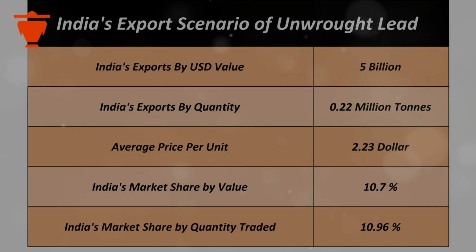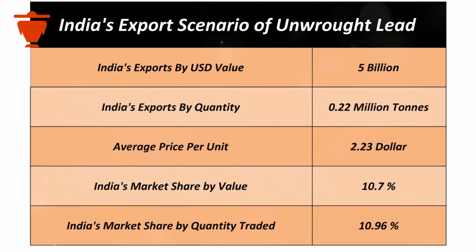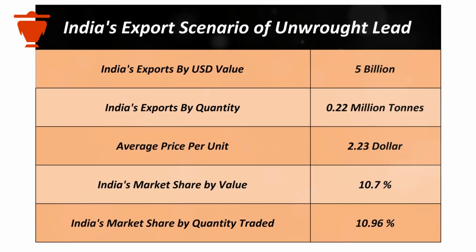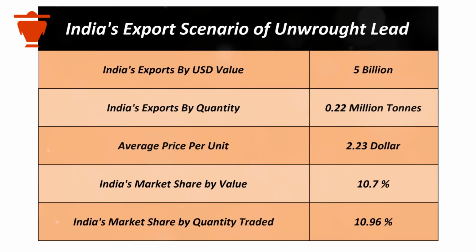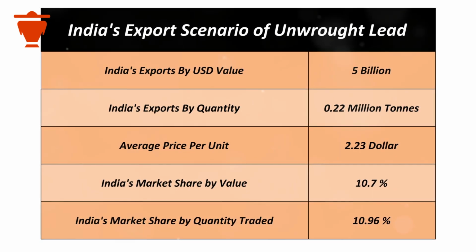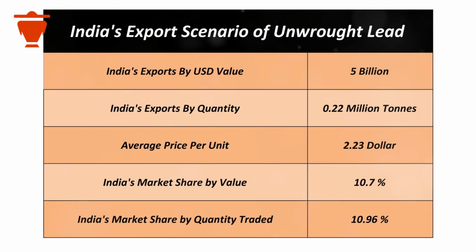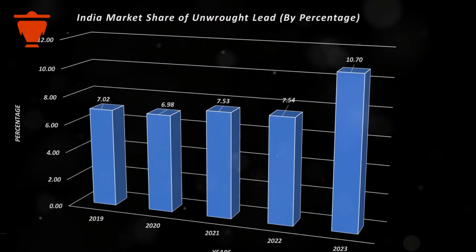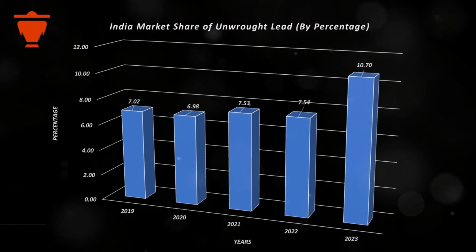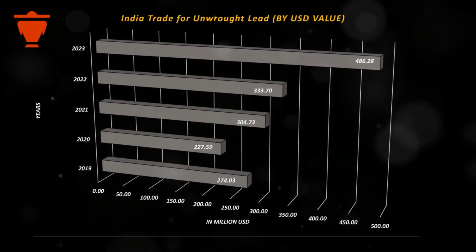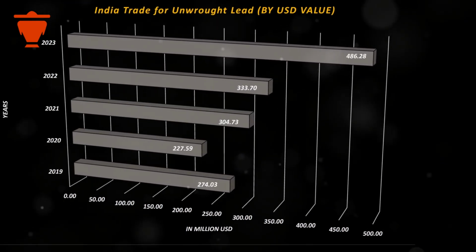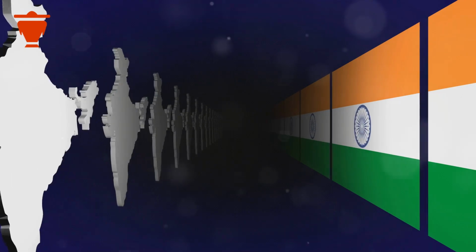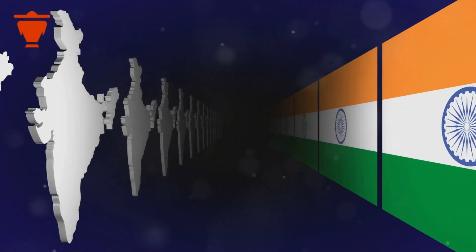India contributes significantly to the market, exporting around USD 5 billion worth of unwrought lead, which equates to approximately 220,000 tons at an average price of USD 2.23 per kilogram. This positions India with a 10.7% share by value and 10.96% by quantity in the global market. Over the past 5 years, India's market share has varied between 6.98% and 10.7%, with revenues between USD 227 million and USD 486 million. So if you are looking to import unwrought lead at better rates and better quality, India should be your destination for procurement.